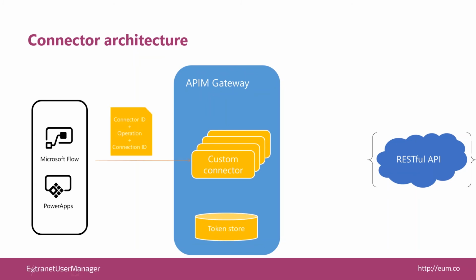So as a connection comes through from Flow or Power Apps, that's authenticated with Azure AD. You get to decide who gets to use that custom connector, and that connection ID reaches into the token store and gets back the credentials for the RESTful API. So there's a mapping that happens between the identity that's coming in from Flow and Power Apps and the identity that's coming across over to that RESTful API.